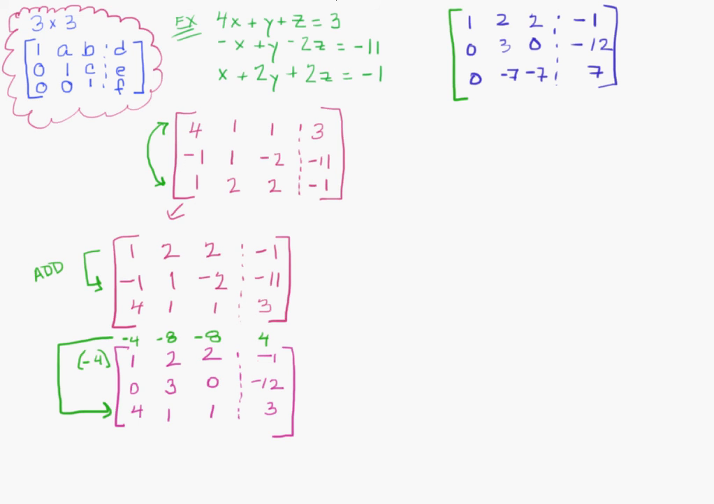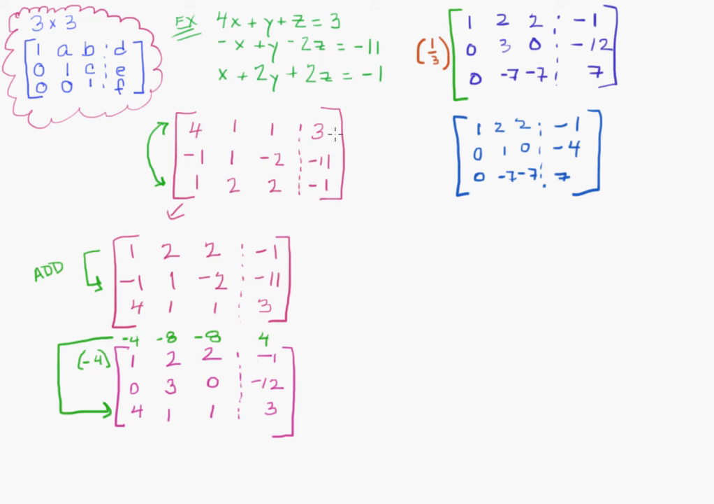And so now I'm going to work down the next column. So the next thing is that this 3 needs to become a 1. So whenever I'm making ones, I always multiply by the reciprocal of the number. This time I'm going to use 1/3. And so my next matrix will be same row on top, 1, 2, 2, -1. Now I have 0, 1, 0, -4. And on the bottom, I have the 0, -7, -7, and 7.